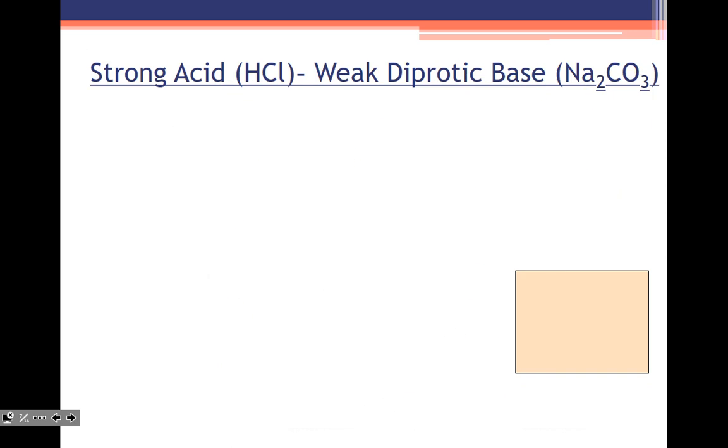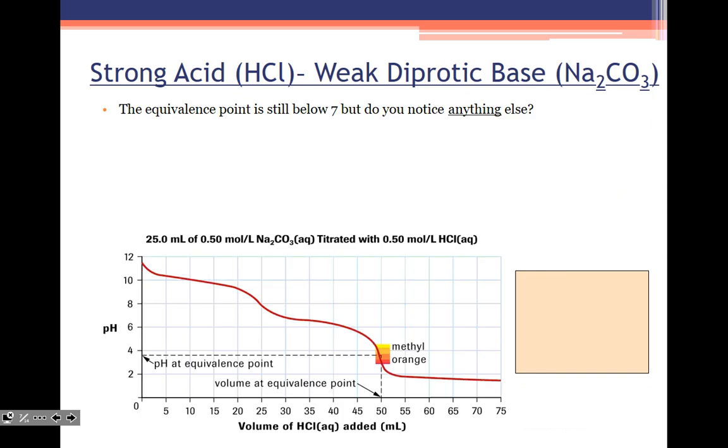Strong acid, weak base, diprotic base. So why is it diprotic? Can I just show you really quick? If I take that and I dissociate it, I have 2 sodium ions, and I have CO3 2 minus. Okay, there's my base, and take a look at this charge. We see that it's a 2 minus charge, so it's going to react 2 times.